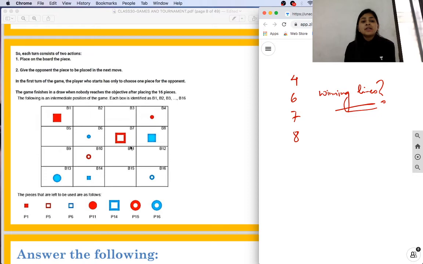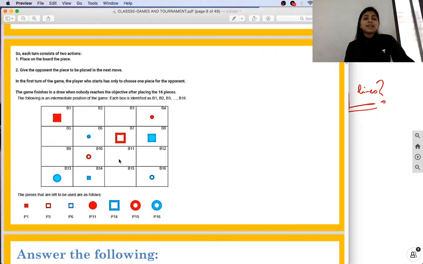So you can see this first column is still a winning line. If 2 big pieces are placed here in P5 and P9, it can still act as a winning line. The second column is also a winning line. If a small piece is placed here, we can still win from this line. Third option is also a winning line, the third column. If all big pieces or all red pieces are placed here, then still this line can be a winning line. Fourth one cannot be a winning line.